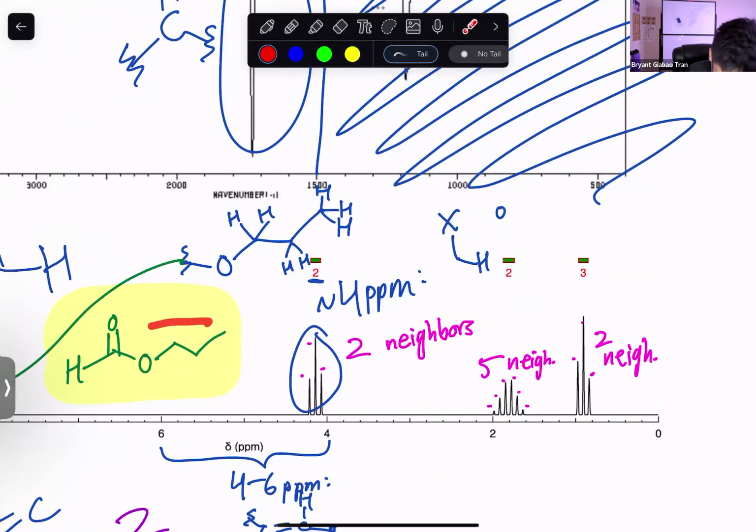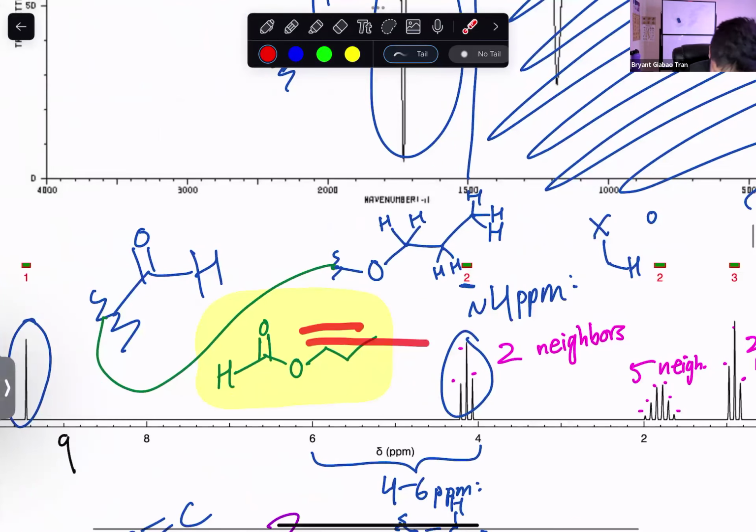So first, look for the most interesting ones, the functional groups and the most deshielded regions, and then everything else will just build on each other.